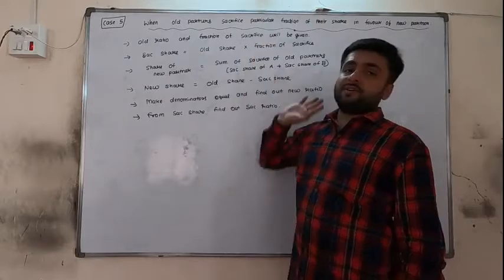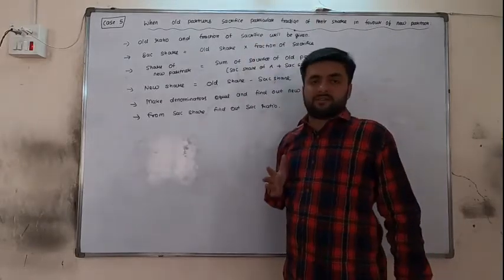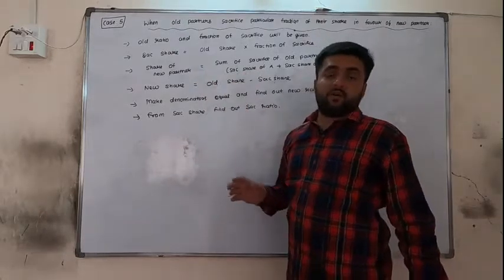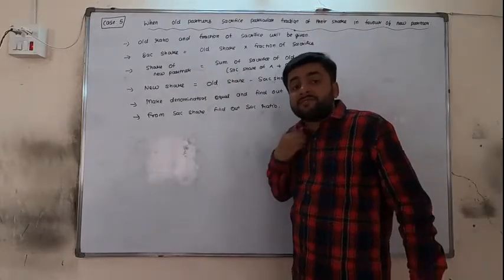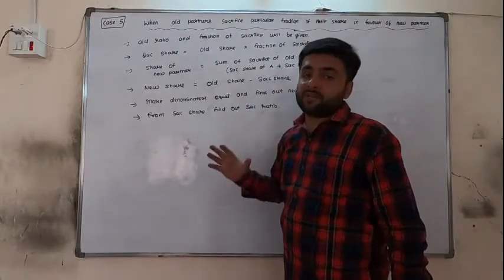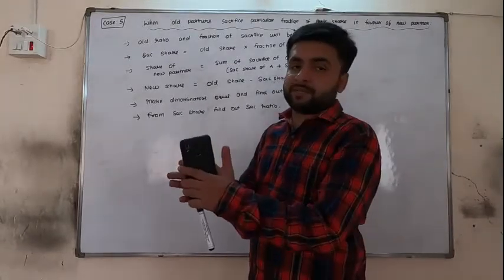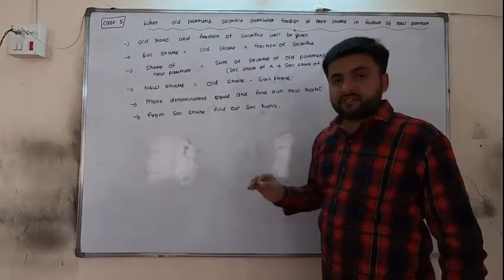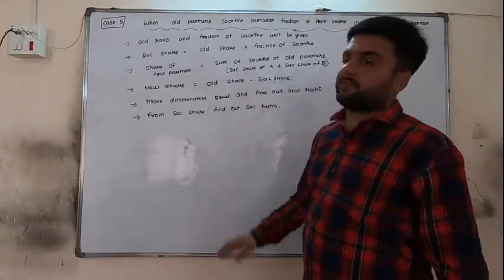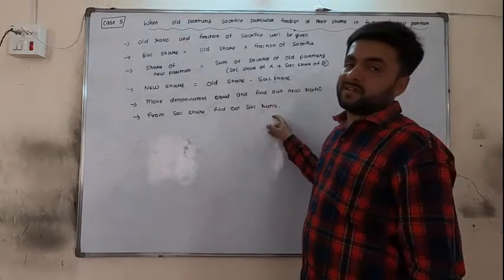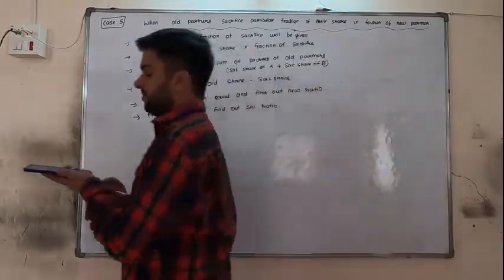Here only the old ratio and the fraction of sacrifice of each partner are given. So first you calculate the sacrifice share: old share into fraction of sacrifice, because the partner is giving his own share. After that, the share of new partner, which is not given, is the sum of sacrifice of both partners. After that, new share is equal to old share minus sacrifice. Make denominators equal, find out the new ratio. And as sacrifice shares are given, we will obtain the sacrifice ratio from it.